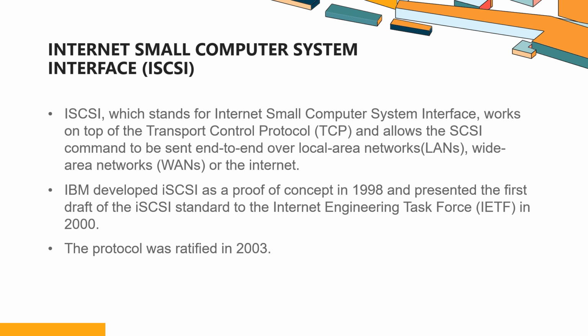IBM developed iSCSI as a proof of concept in 1998 and presented the first draft of the iSCSI standard to the Internet Engineering Task Force in 2000. The protocol was ratified in 2003. iSCSI makes it possible to set up a shared storage network where multiple servers and clients can access a central storage resource as if the storage was a locally connected device.